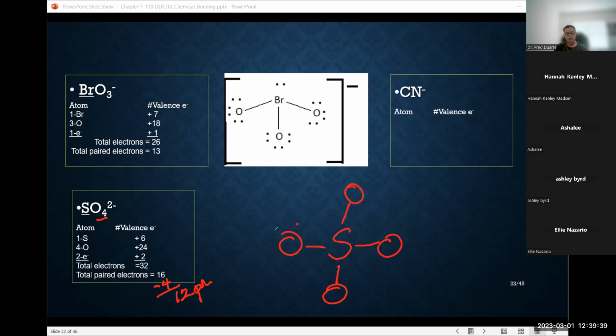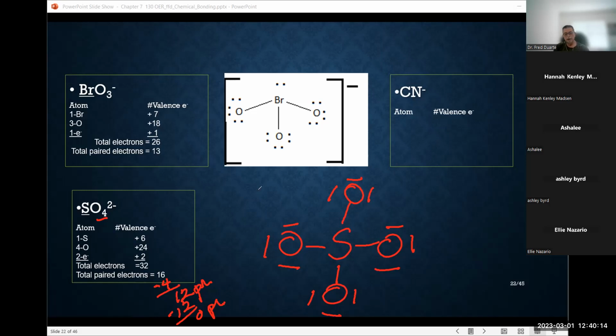So we go 1, 2, 3, 4, 5, 6, 7, 8, 9, 10, 11, and 12. Okay, so that took care of all the pairs that I had. I go back and double check to make sure I didn't lose anything in trying to make this structure. I still have 16 pair. Okay, 12 around the oxygens, and then 4 around the sulfur and the oxygens.